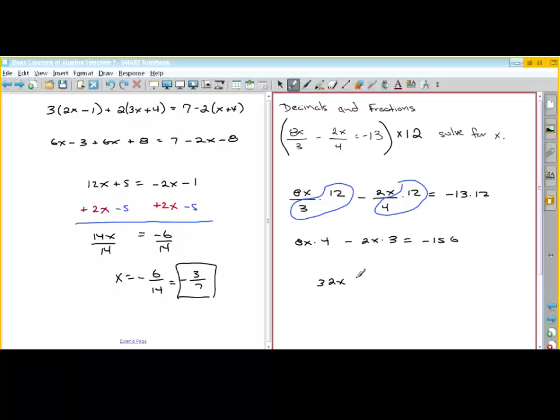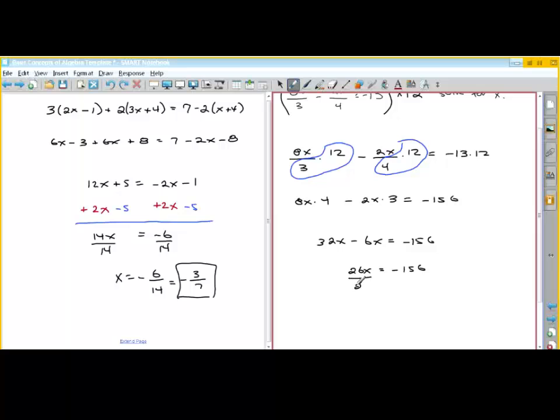Now you can multiply it out, so you get 32x, 8 times 4, minus 2 times 3, which is 6, equals negative 156. And then you combine like terms, so you get 26x, 32 minus 6 is 26, equals negative 156. And then you divide both sides by 26, and you get x is equal to negative 6. So 156 divided by 26 is 6. And I know that because I've worked the problem before, but you would just use your calculator.